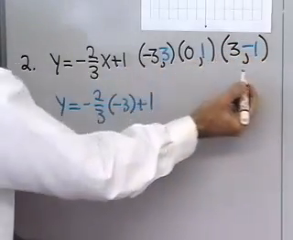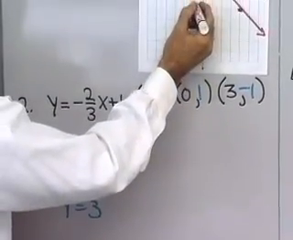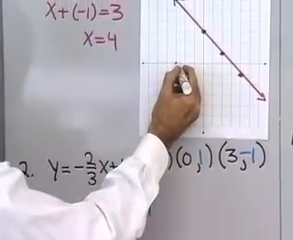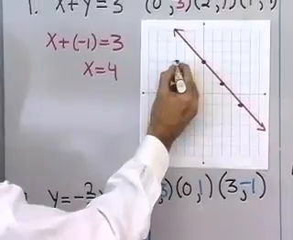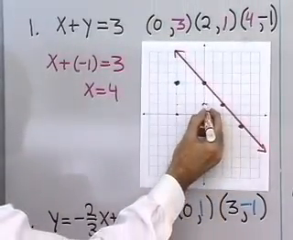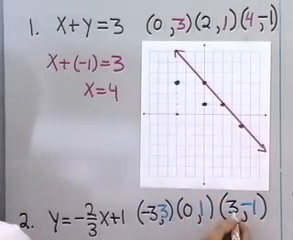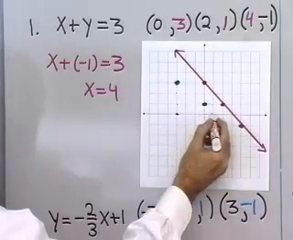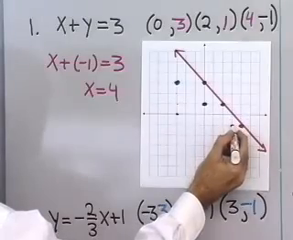Let's graph these three ordered pairs. X is negative 3, y is equal to 3, 1, 2, 3. So that's that point right there. X is 0, y is 1. X is 3, y is negative 1. So x is equal to 1, 2, 3, y is equal to negative 1.